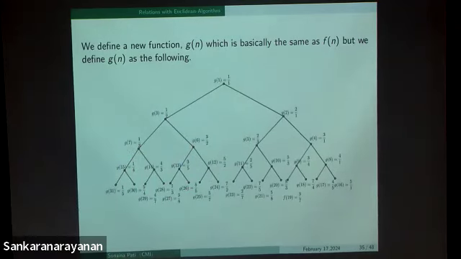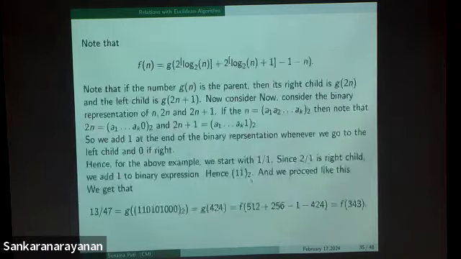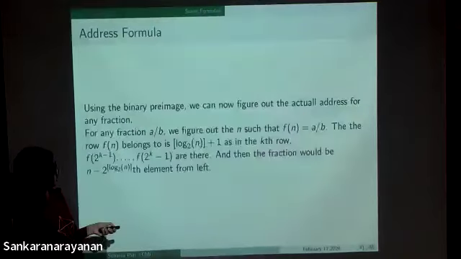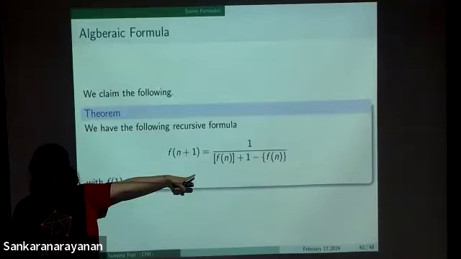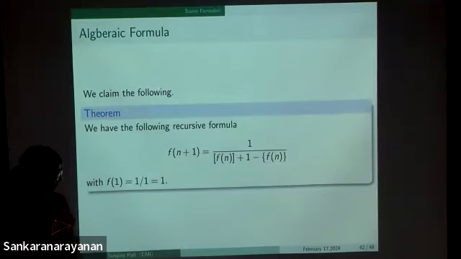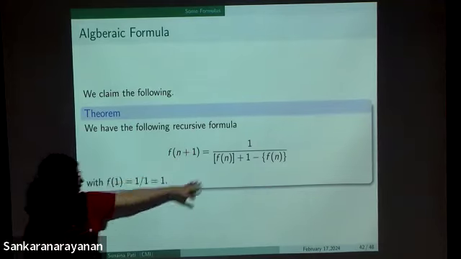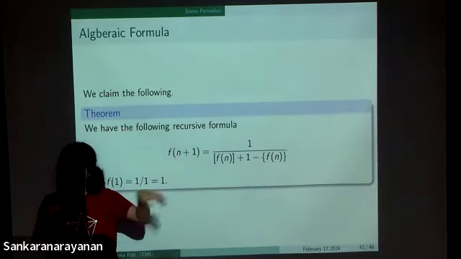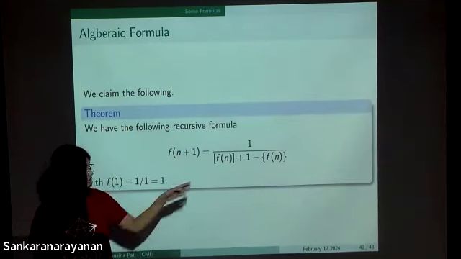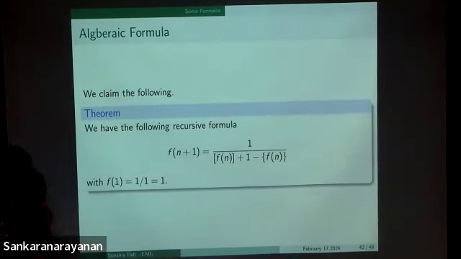I know the brute force way, which is go up, come down, magic. It should work. I know how to do it, it's just a bashy way, and I don't really want to do it. I want to figure out a recursive way, and this recursive formula is really, really good. fn plus 1 is 1 by the floor function of fn, plus 1, minus the fractional part.